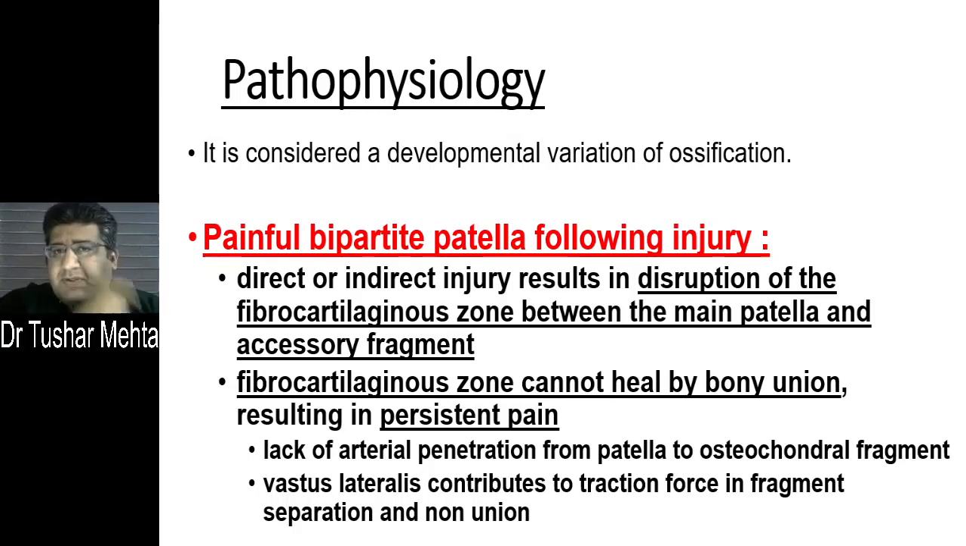Now the problem is that during that injury, that fibrocartilaginous area gets injured and disrupted. So between the main patella and this accessory fragment, there's fibrocartilaginous tissue, and because of the injury, it gets disrupted. It is not a bone which has been fractured and will take its own due course of time and unite. No, it's a fibrocartilaginous part that has been disrupted. Now that is the cause of a persistent knee pain.